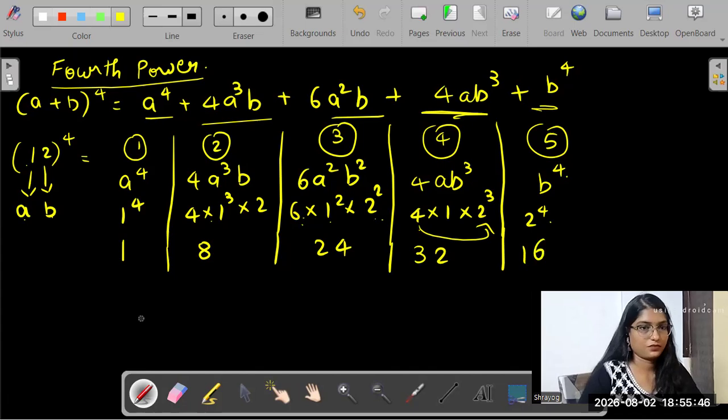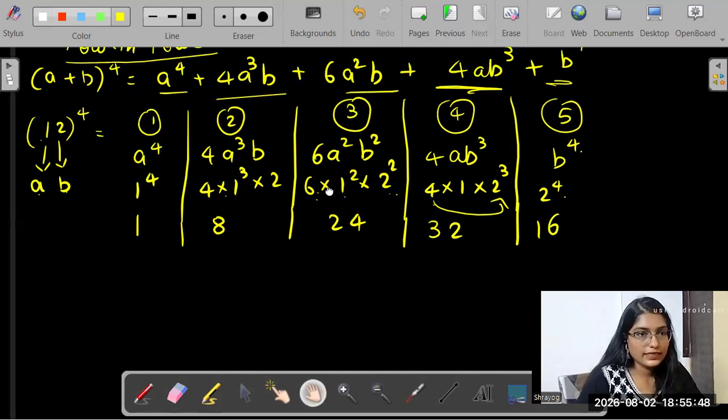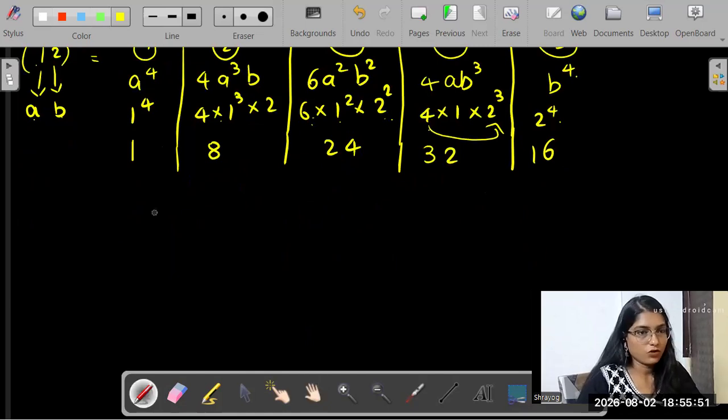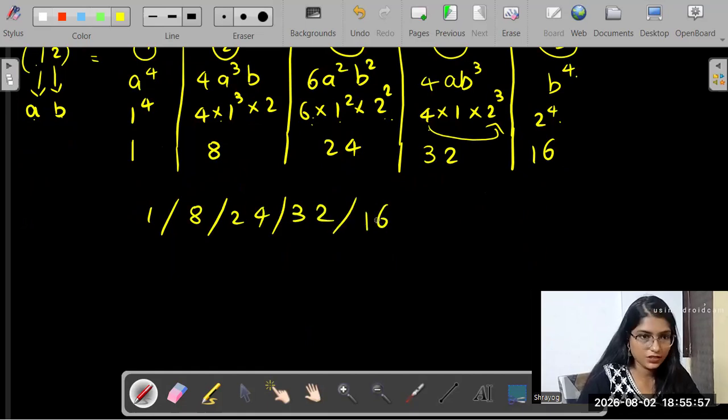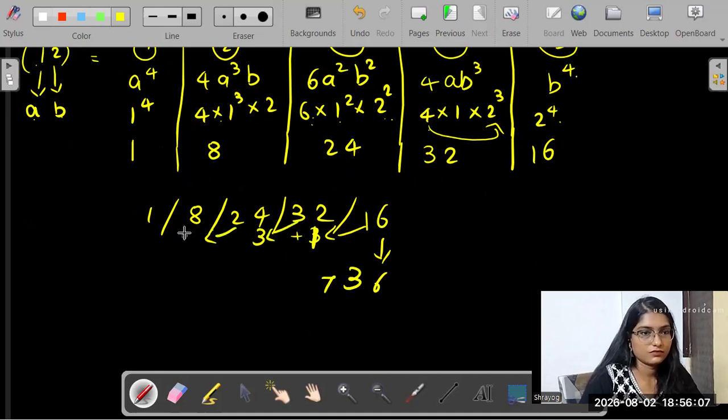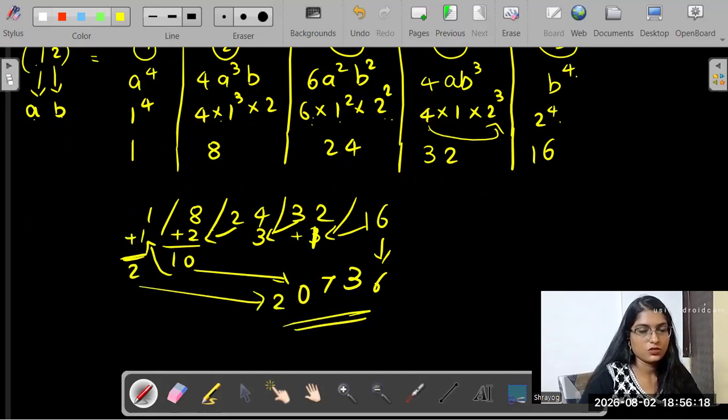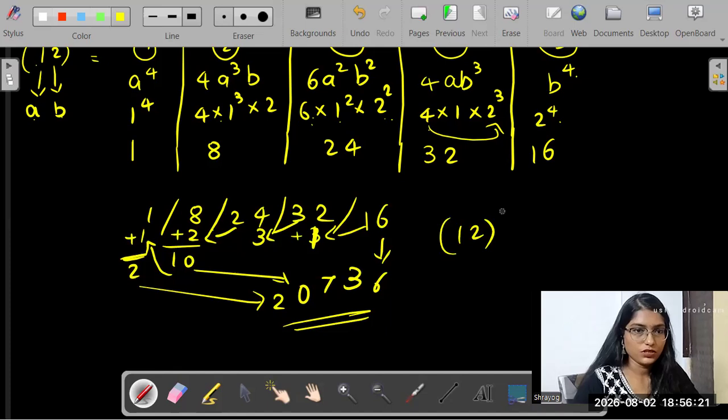Now in this method, I want only one digit from each block. Only one digit. And the extra digits get added up to the next block. So 4, 3, 7 plus 2 is 10. This 0 will come in the answer and this 1 gets added up to the next block. It becomes 2 and the 2 comes in the answer. So 12 raised to 4 is 20736. This becomes my final answer.